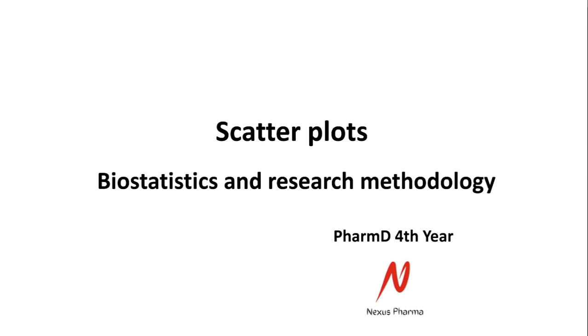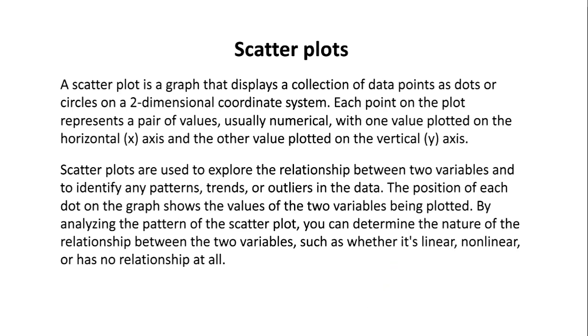Hey! The topic I am going to discuss is construction and labeling of scatter plots. A scatter plot is a graph that displays a collection of data points as dots or circles on a two-dimensional coordinate system. Each point on the plot represents a pair of values, usually numerical, with one value plotted on the horizontal x-axis and the other value plotted on the vertical y-axis.